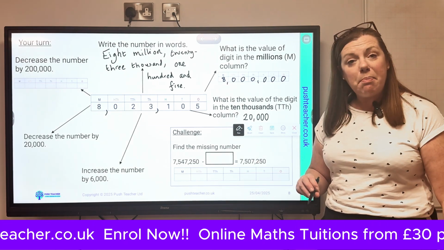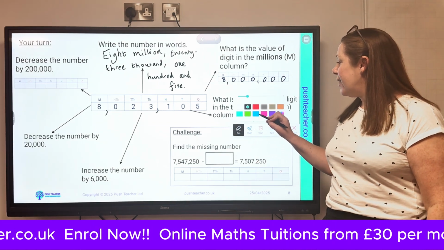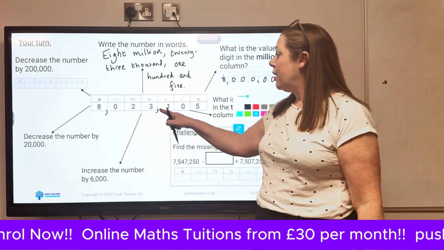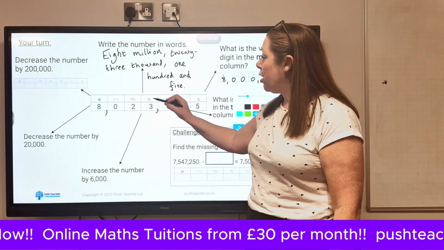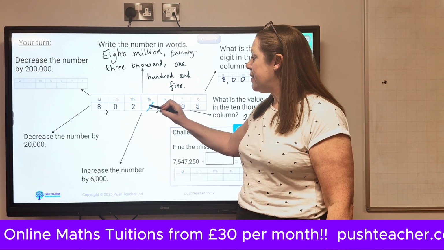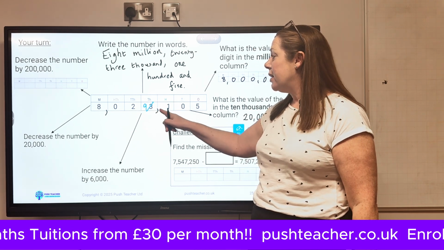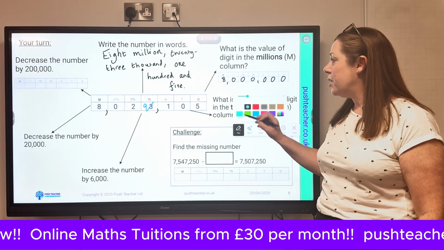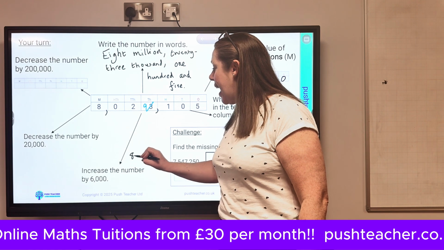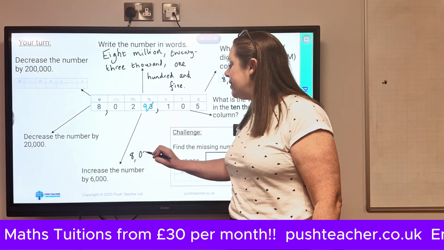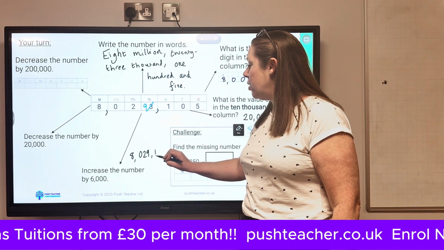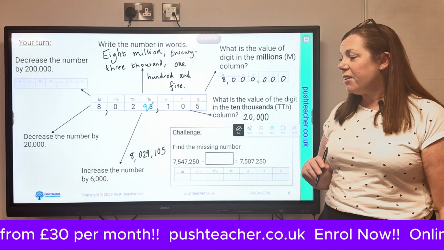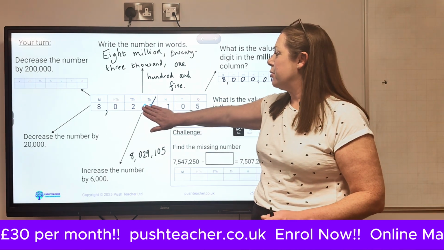Increase the number by 6,000. So that's like going to my thousands column and increasing the digit by 6. So 3 in the thousands column at the moment. I'm going to increase it by 6 and it becomes a 9. So what was a 3,000 is now a 9,000. My answer now is 8,029,105.